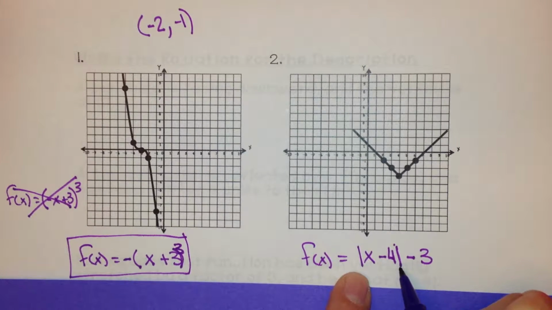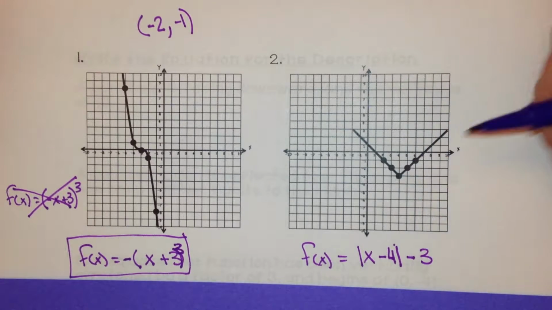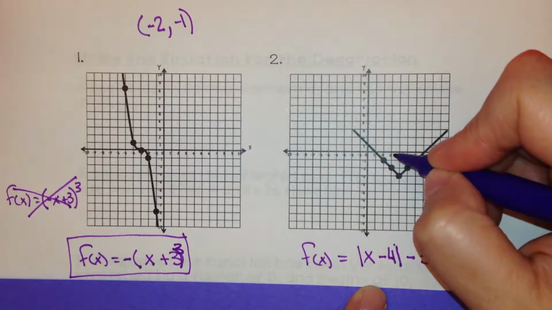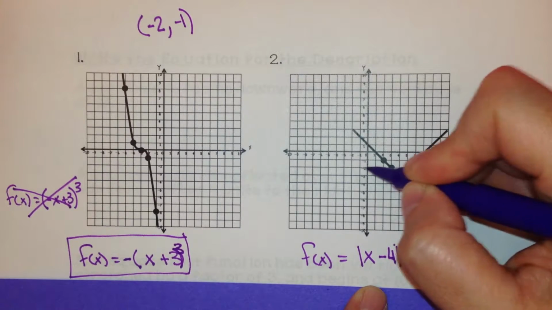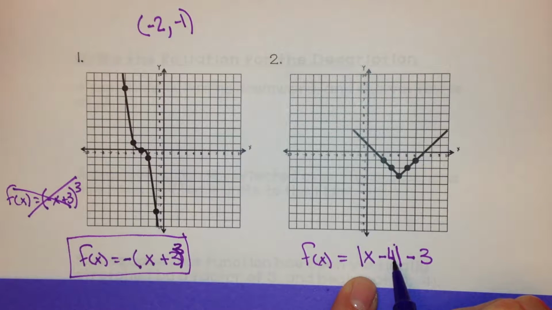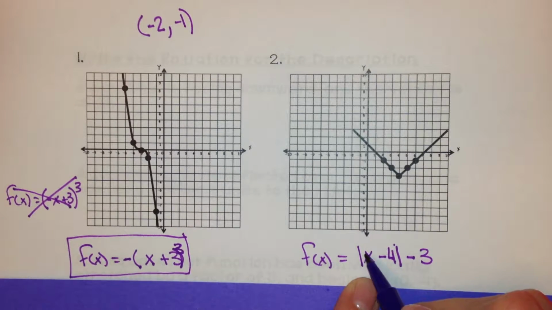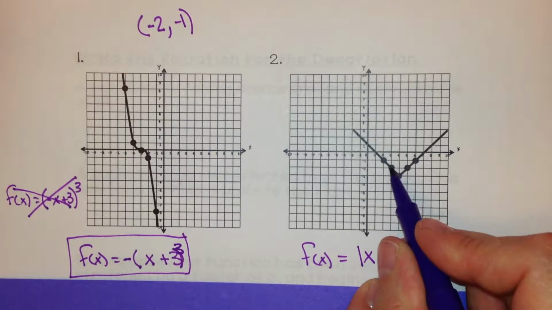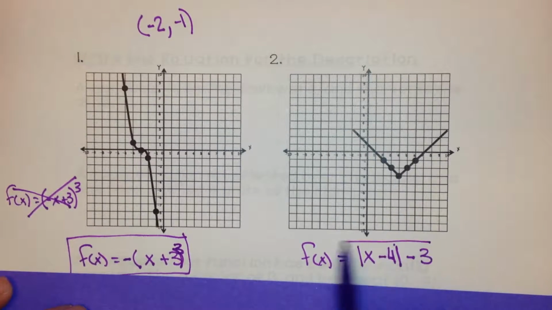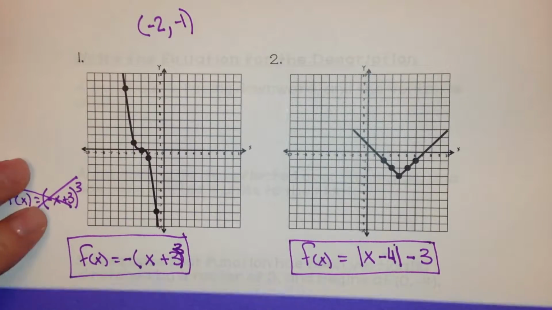4 minus 4 is 0. Absolute value of 0 is 0, and 0 minus 3 is negative 3. I always want to check with another point because that's how you can identify if it's multiplied by something, inside or outside. So I'm going to plug in 2, and I should get out negative 2. 2 minus 4. Is that right? Plug in 3. Numbers are kind of small. Plug in 3 and I get out negative 2. So 3 minus 4 is negative 1. Absolute value of negative 1 is 1. 1 minus 3 is negative 2. So that one did work. So I know this is correct.